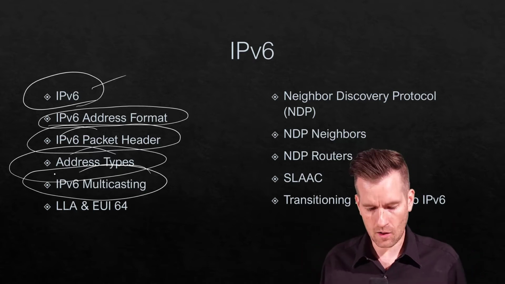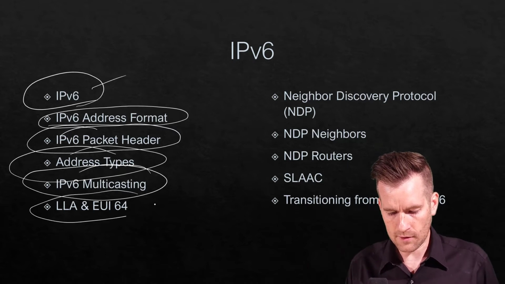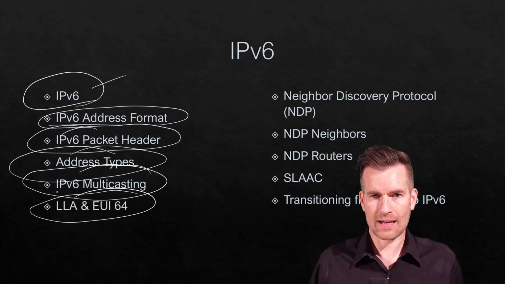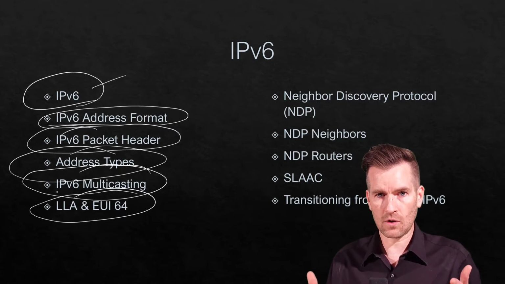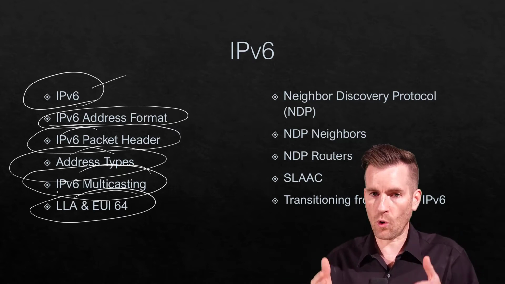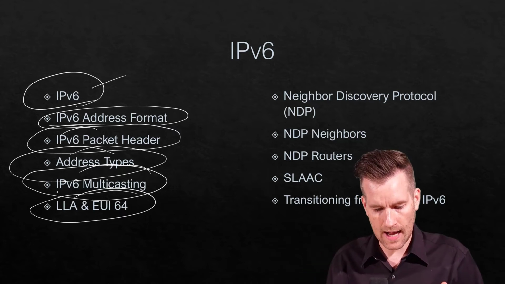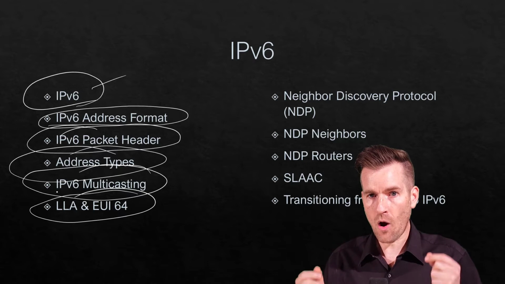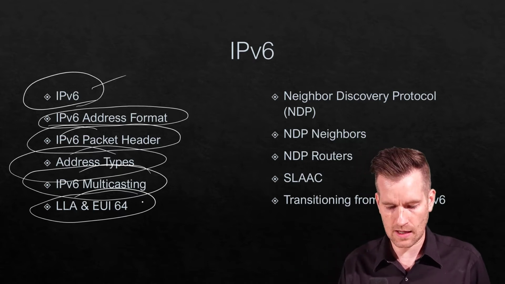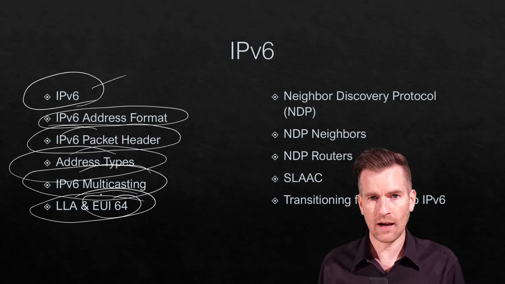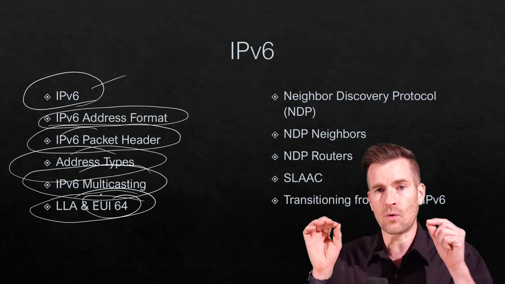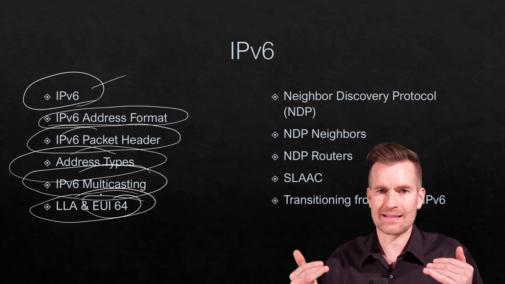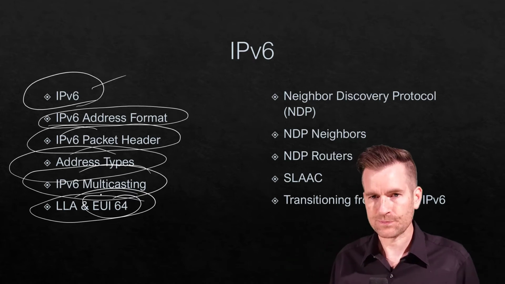Then we're going to take a look at the link local address and how the link local address is created. It's similar to the IP version 4 link local address, but it's much more core to how IP version 6 operates. One of the ways it's created is using EUI-64, so we'll talk further into EUI-64 and how it generates the link local address.